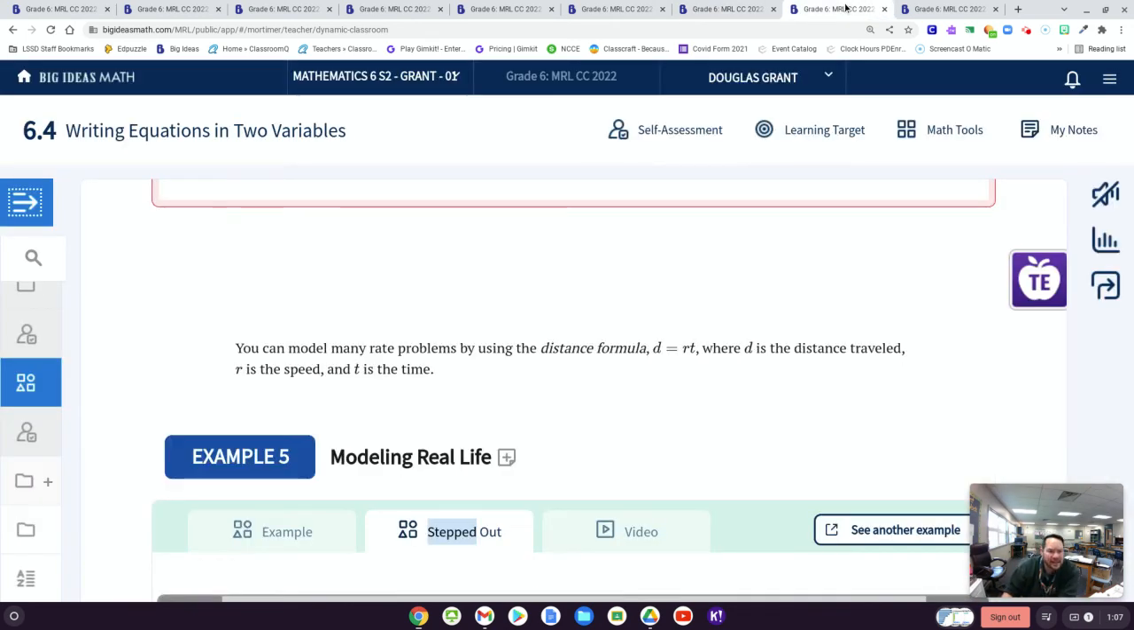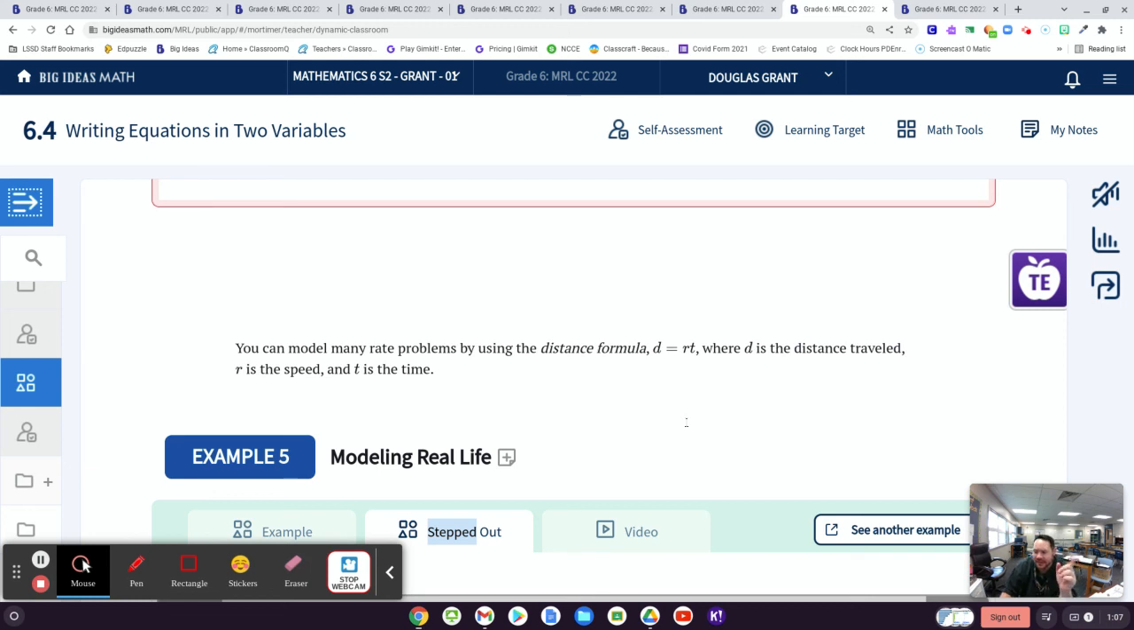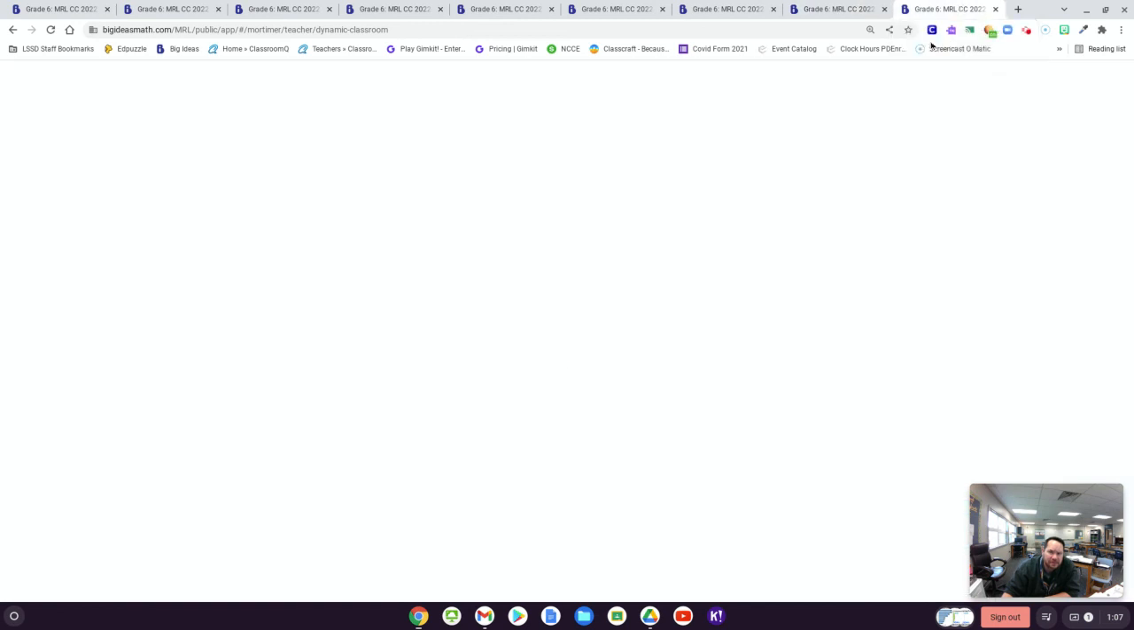Okay, and then let's see. Also, some of the problems are going to use this formula, D equals R times T. You may have learned this in science. So the distance traveled equals the rate, like the speed you go, times T, the amount of time you've traveled. So that equation is used frequently. This is another great one to add to your notes. And let's quickly go through an example of how you use this formula.